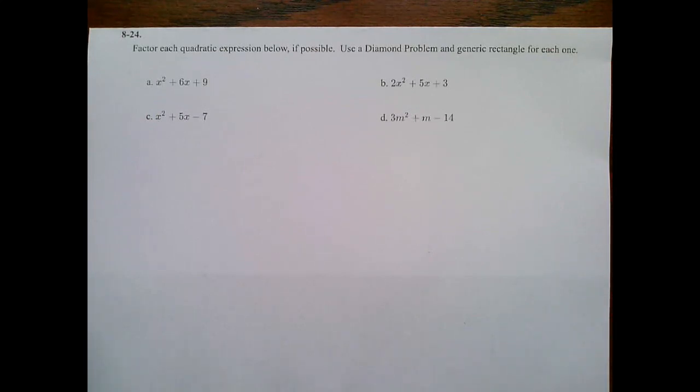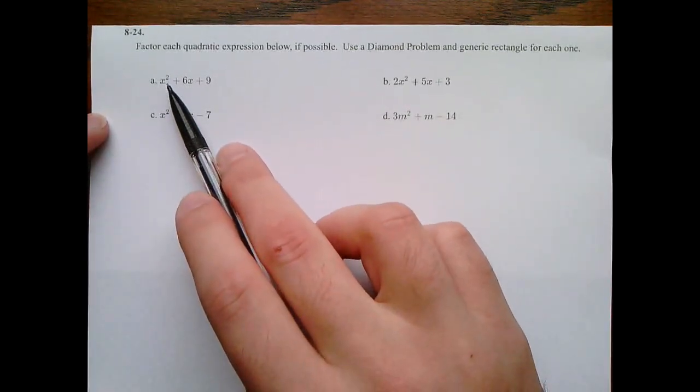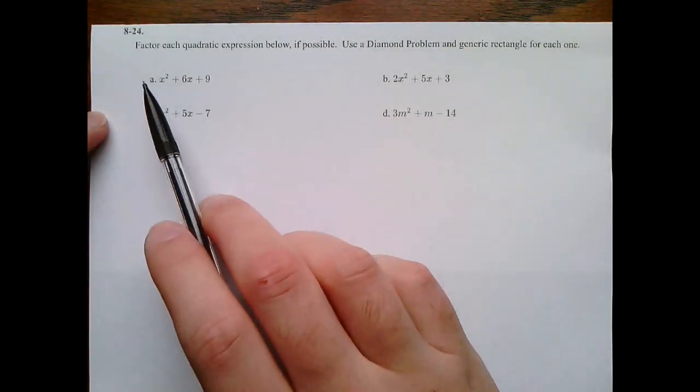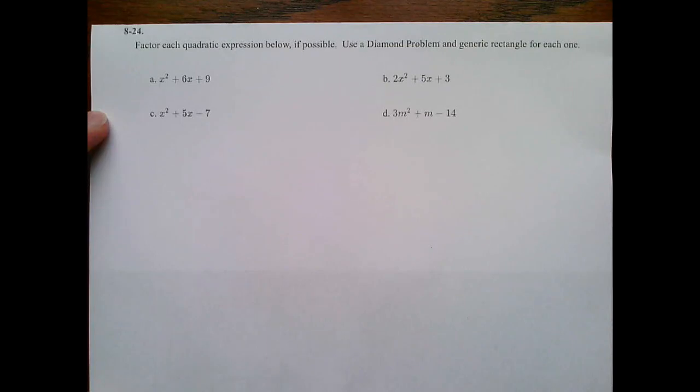How about 8-24? In part A, it says, can I factor the quadratic expression using a diamond problem and a generic rectangle? So how about for A? Here we have x squared plus 6x plus 9. Notice how it's in standard form. We have the x squared first, the 6x to the first next, and then the 9 at the end.